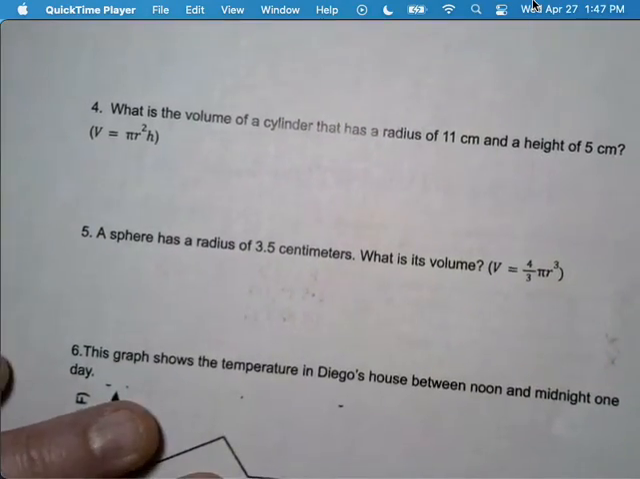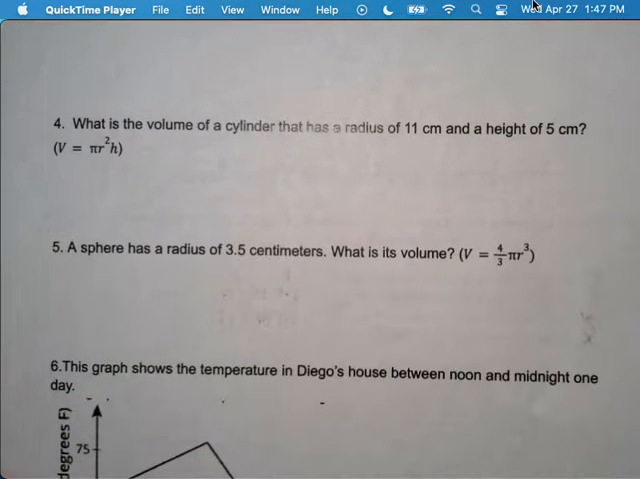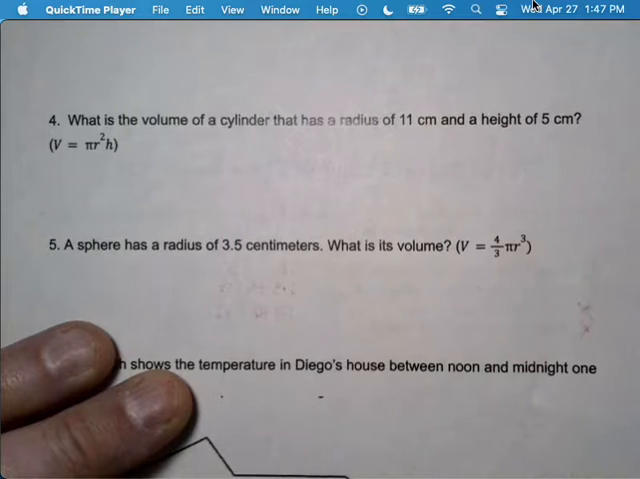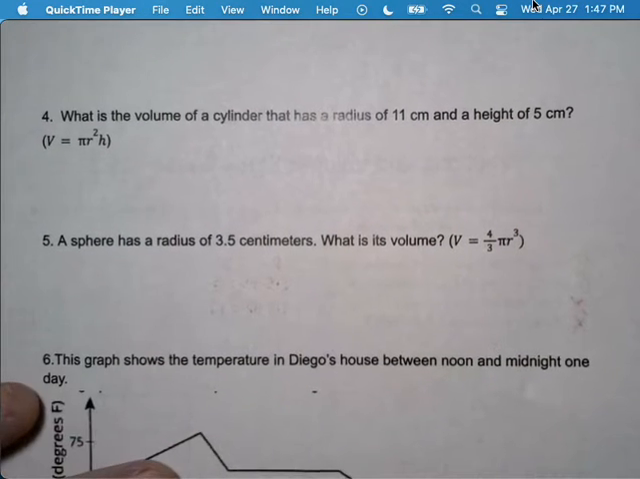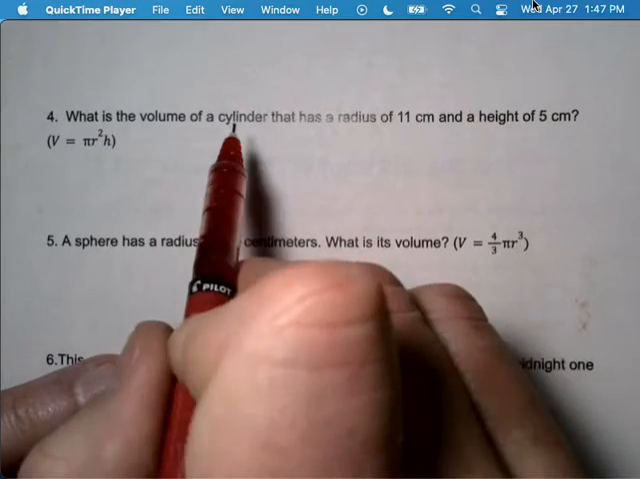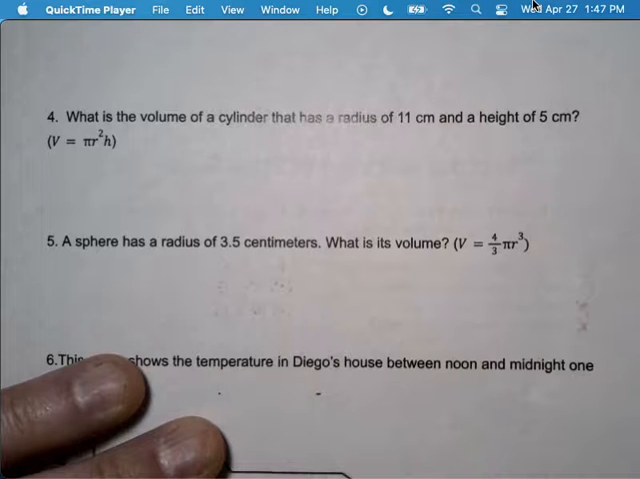All right, on your study guide and on the test, I'm leaving the formulas. You don't have to memorize the formulas, but you have to know how to use the formulas to find the volumes of cylinders, spheres, and cones. So what is the volume of a cylinder that has a radius of 11 centimeters and a height of 5 centimeters?